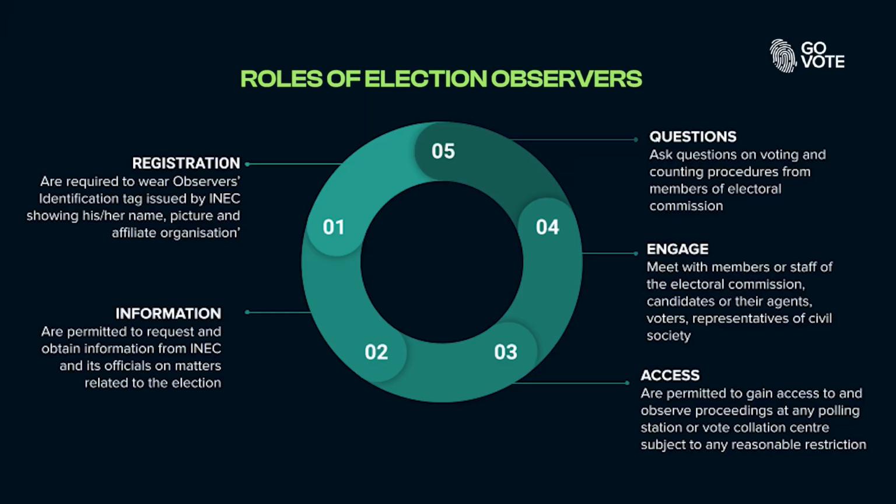Also, as election observers, one of the mandates you have, you are permitted to request and obtain information from INEC and its officials on matters related to election. So an election observer, on election day, can ask the managers of a polling unit the number of persons that have registered, the number of persons that have voted, the problems they've had. They can engage with agents of political parties. They can engage with voters about the integrity of the electoral process.